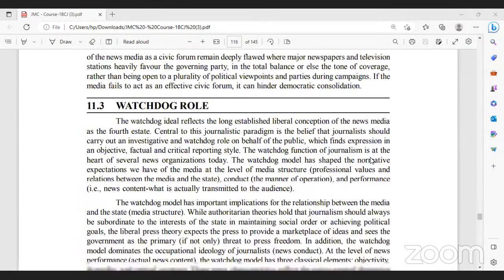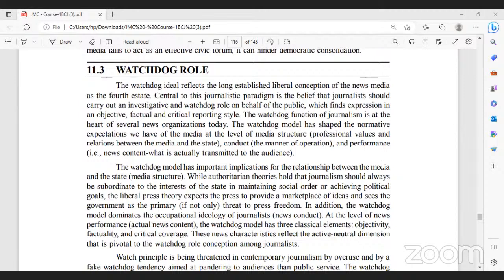So what is the watchdog role? The watchdog role reflects the long established liberal conception of the news media as part of the fourth estate. Basically, the journalistic paradigm is the belief that journalists carry out an investigative and watchdog role on behalf of the public. We have to see that the reporting done by the press should be objective and should be based on the fact and have a critical reporting style.